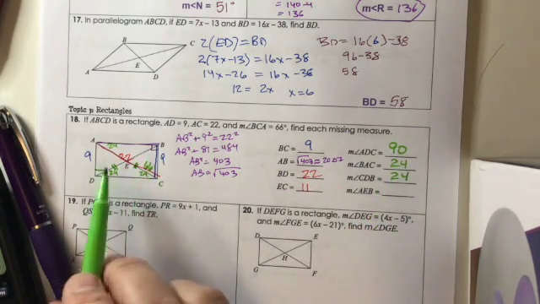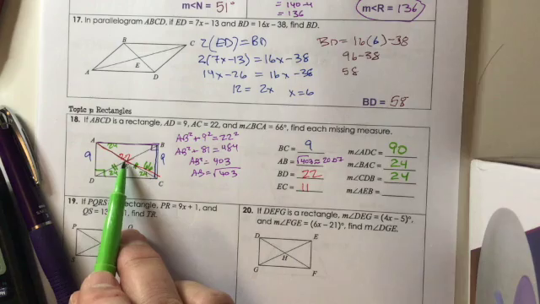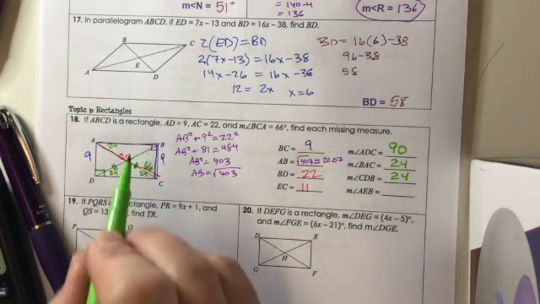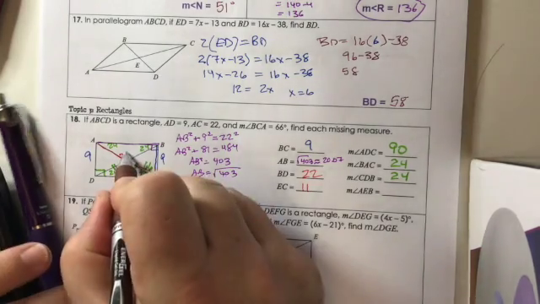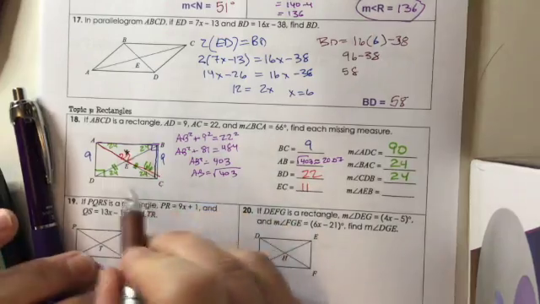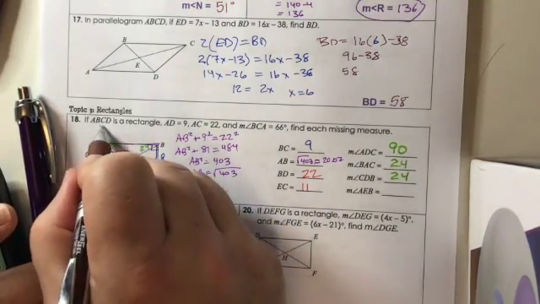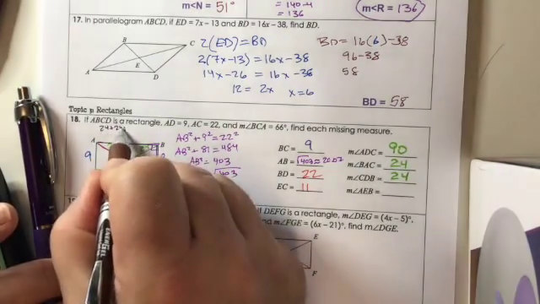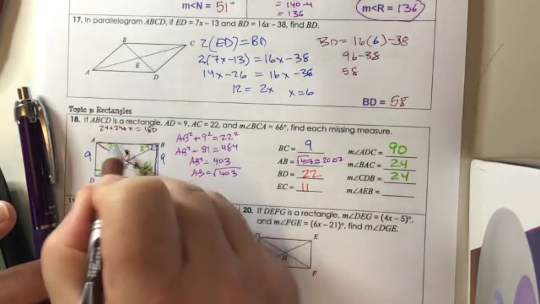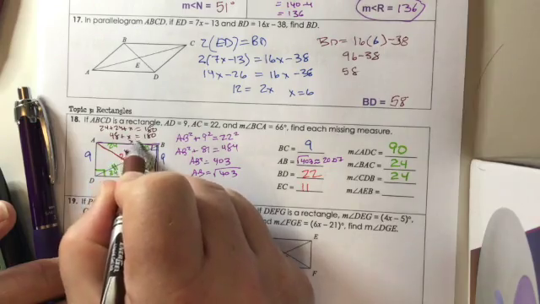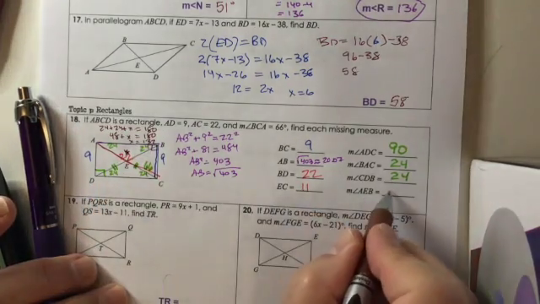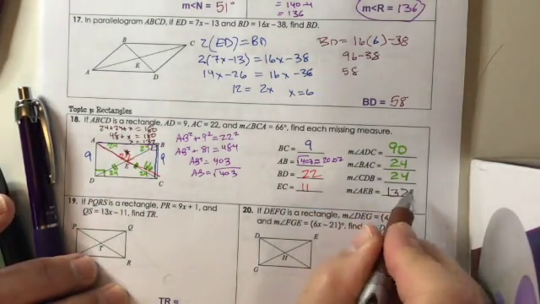CDB. And lastly, AEB. Okay, if that's 24 and that's 24, then I know that the third angle, this one here, has to add up to make 180. So 24 plus 24 plus x equals 180 because it's a triangle. So 48 plus x equals 180, so x equals 132. So this angle is 132 degrees.